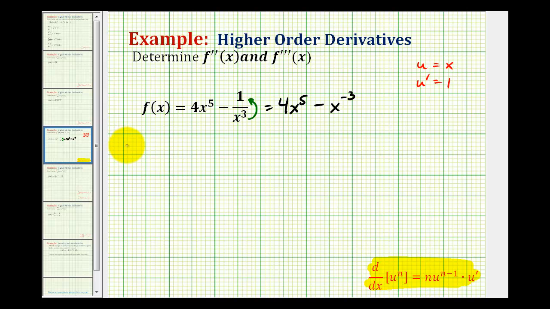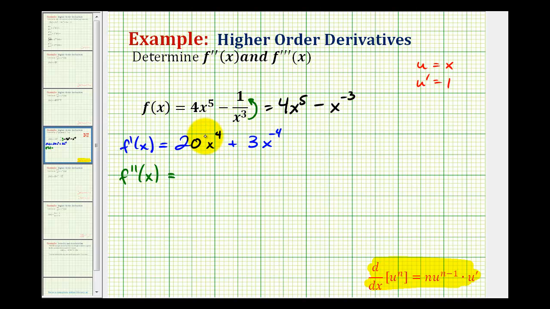So our first derivative is going to be equal to, here we'll multiply by 5 and subtract 1 from the exponent. That'll give us 20x to the fourth. And here we're going to multiply by negative 3, so that's going to become plus 3x to the negative 3 minus 1, that's negative fourth power. And since we're not asked to determine the first derivative, we'll go ahead and leave it in this form to determine the second derivative.